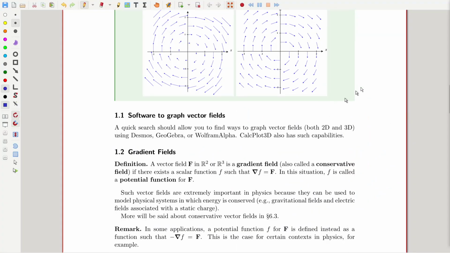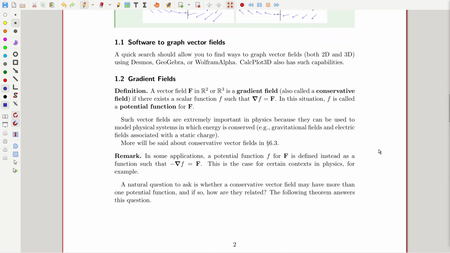All right, coming back to this. So, all right, where are we? Okay, so gradient fields. Yeah, so now this is another important concept to know.